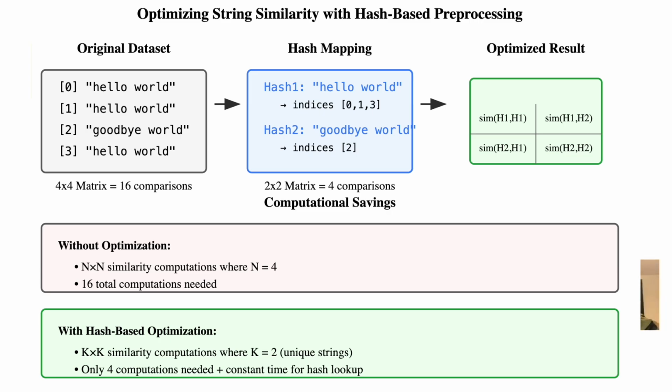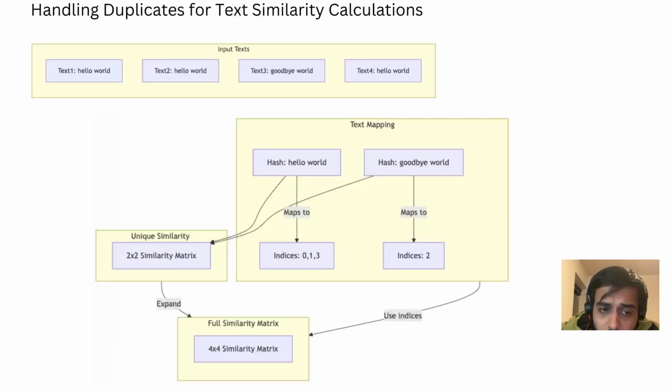Next, I suggested that we could compute any sort of computations, like similarity or distance metrics, only for the unique strings, which reduces the number of computations. For example, instead of 4 strings here, we now only have 2 unique strings, and so our matrix is 2 cross 2. And then we can later expand the results back to the full matrix, and this way we avoid redundant computations. I believe the interviewer was satisfied with this solution, and it's a common technique.